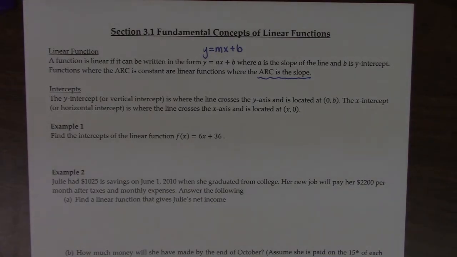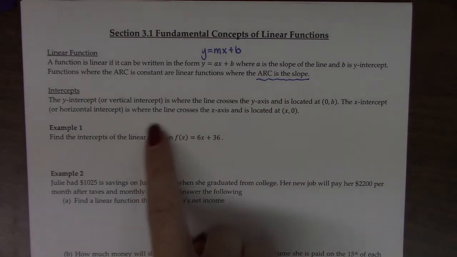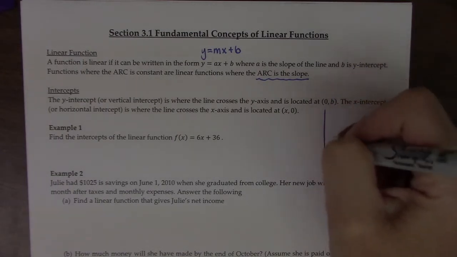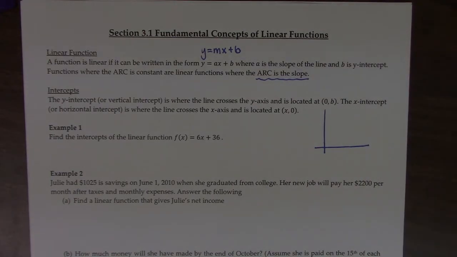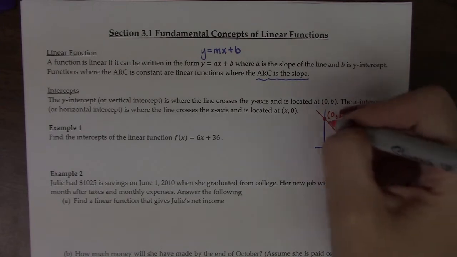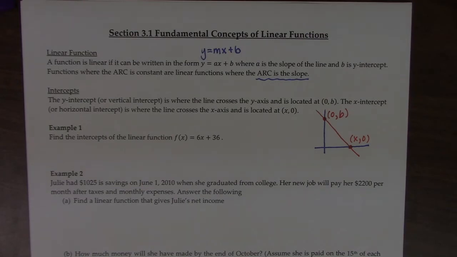The y-intercept, or the vertical intercept, is where the line crosses the y-axis, and it's going to be located at (0, b). That's what b is telling you in this equation. And the x-intercept is where the line crosses the x-axis. Just to see a visual representation of this, if I have a line, then (0, b) is your y-intercept, where it's crossing the y-axis, and (x, 0) is crossing the x-axis. Whenever we talk about intercepts of a function, what we're really saying is, where should we put the 0? Does the 0 belong in the x position, or does 0 belong in the y position?